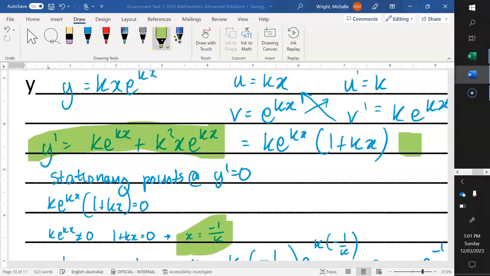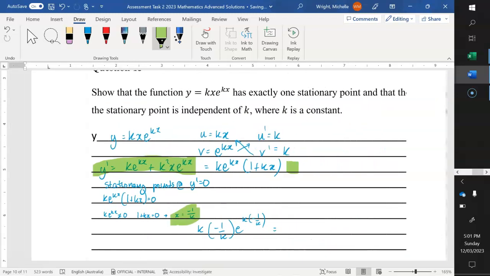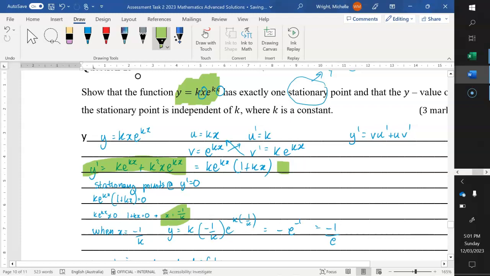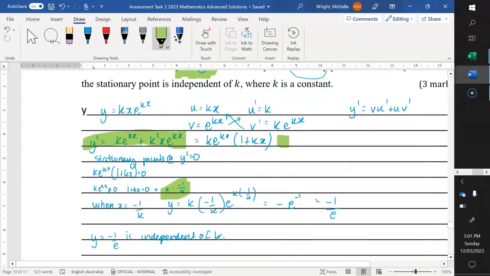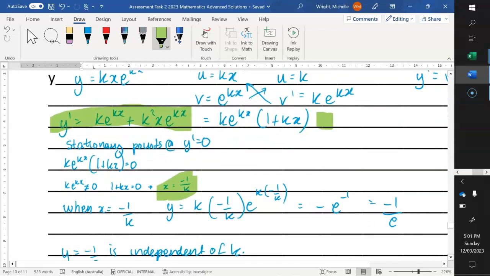Okay, so a lot of people got to that, and you might have got a mark for that. But that's not what we wanted. We need to go further. Let's reread the question. The question asks us where it has exactly one stationary point, and we want to find that the y value is independent of k. Well, we don't have the y value yet, so let's find the y value.